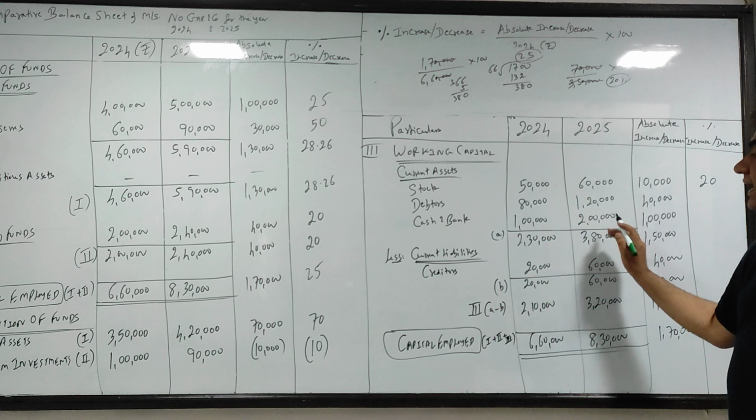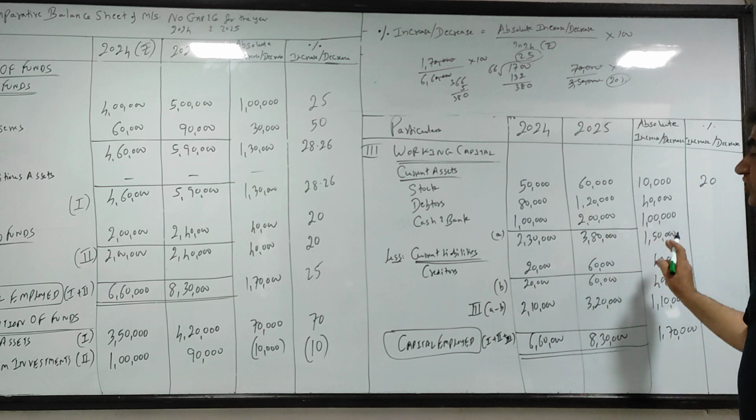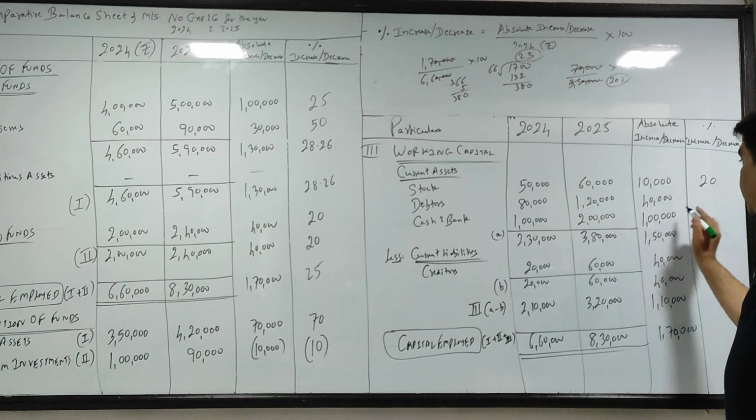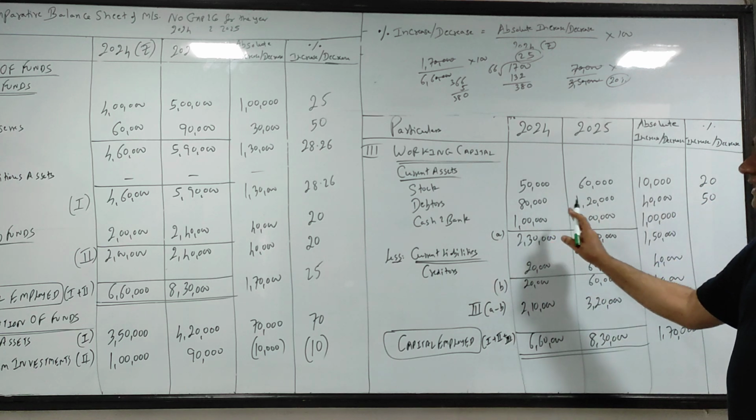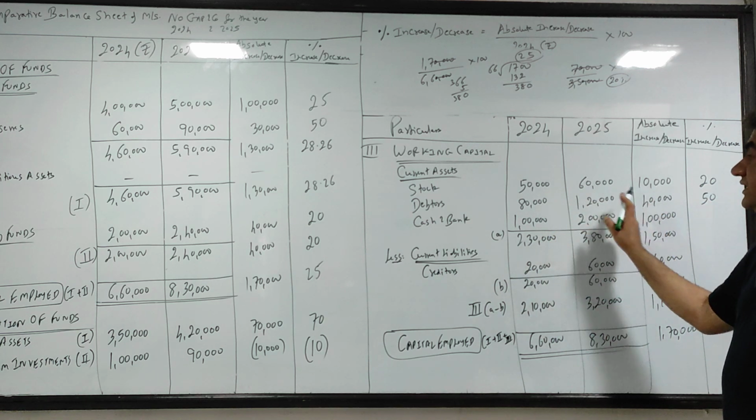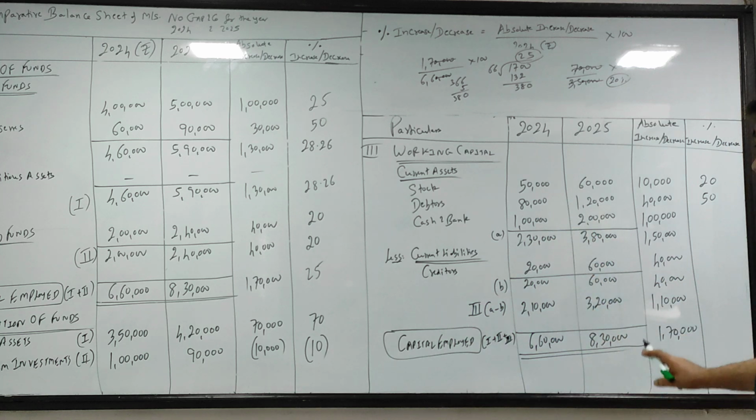40,000 divided by 80,000 into 100. Check it, you will get 50%. 40 divided by 80 into 100. That means 40 is 50% of 80,000.